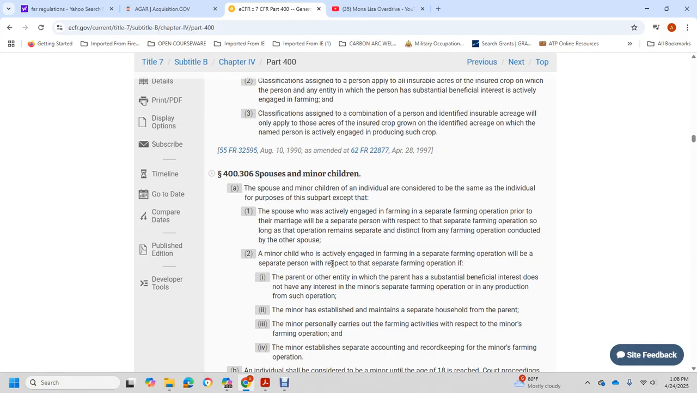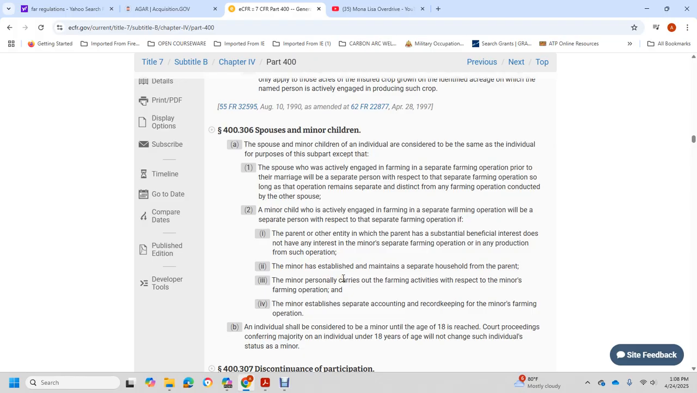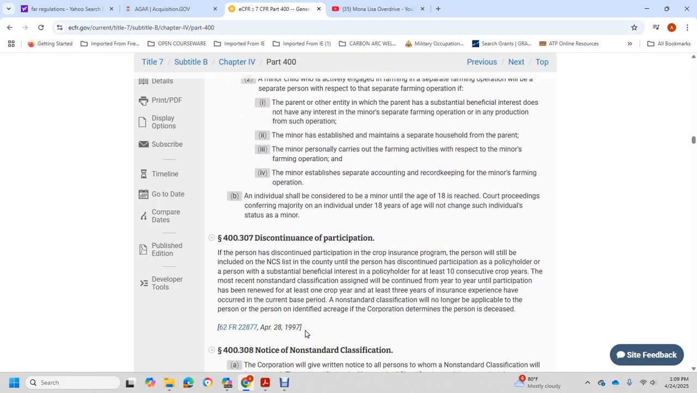If the parent has no substantial beneficial interest, it does not have an interest in the separate farming operation for the production of the crop. The minor is established to maintain a separate household from the parent, and the minor personally cares for the farming activity with respect to the minor's farming operation. The minor is established as separately accounting and recordkeeping for the minor's farm operation. The individual shall be considered a minor until the age of 18, when the corporation receives conformity with the major individual of 18 years of age. 403: also for the discontinuance of participation.